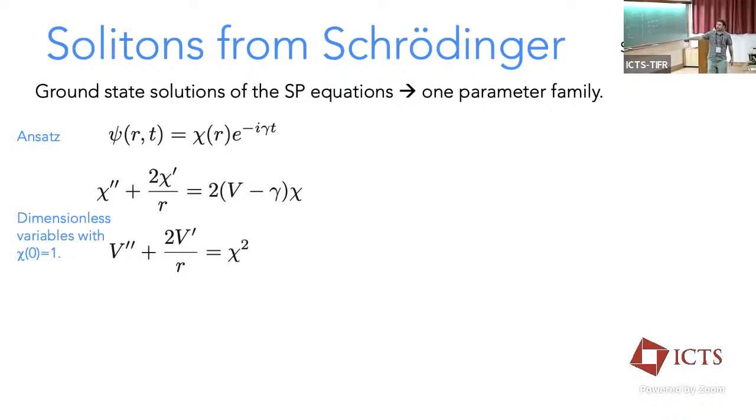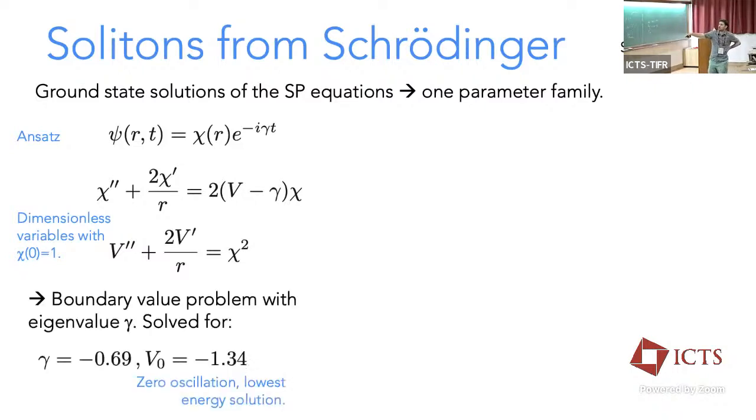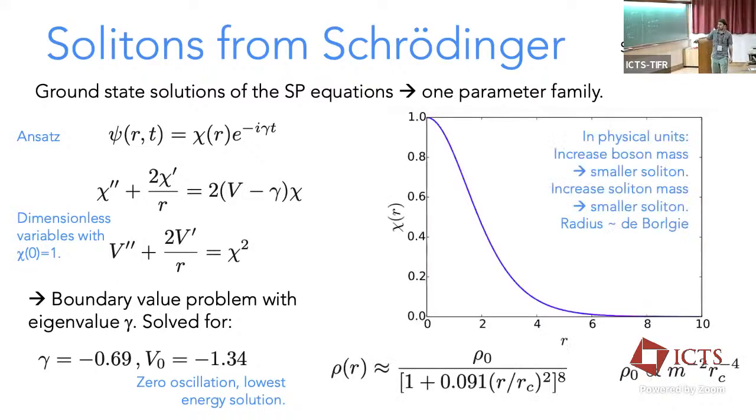I then write down the Schrodinger-Poisson equations, and they look like this. And then I look for a solution of these equations. And you can solve them using a shooting method. So it's a boundary value problem with some eigenvalue gamma. So we fix the field chi to have some constant value at r equals 0 and to decay at r equals infinity, such that it can be integrated to a finite value from r equals 0 to infinity. And you solve this boundary value eigenvalue problem. You have to solve it numerically, but you find the following eigenvalues. And the solution looks like this.